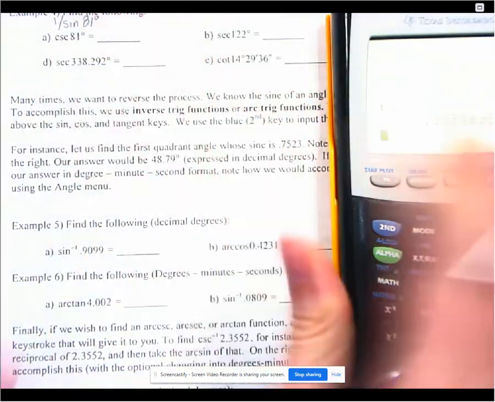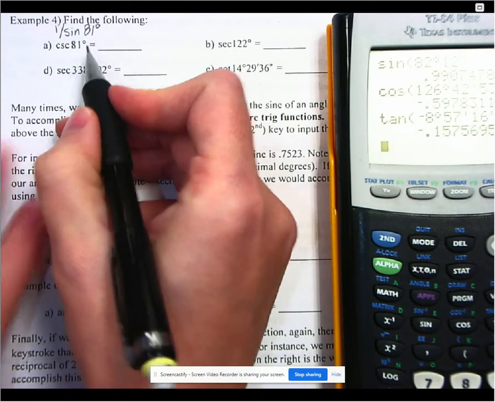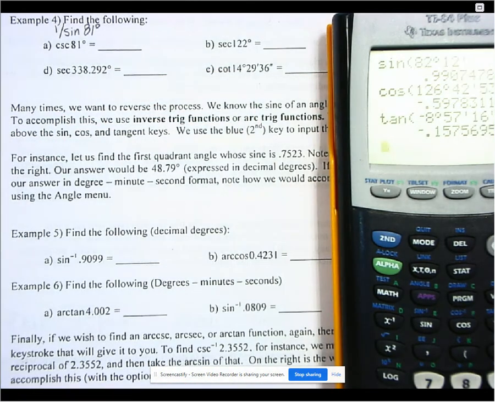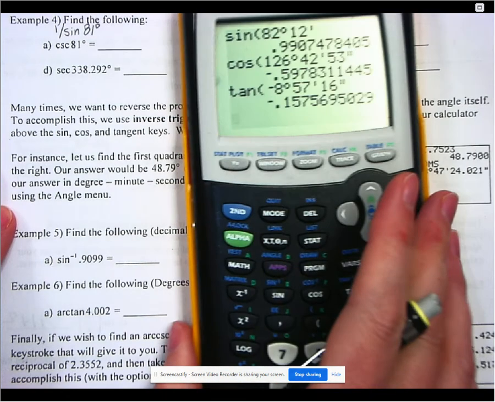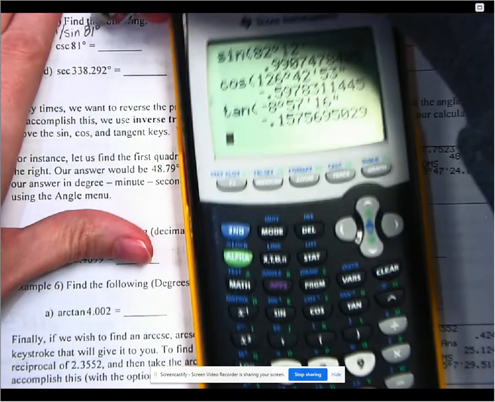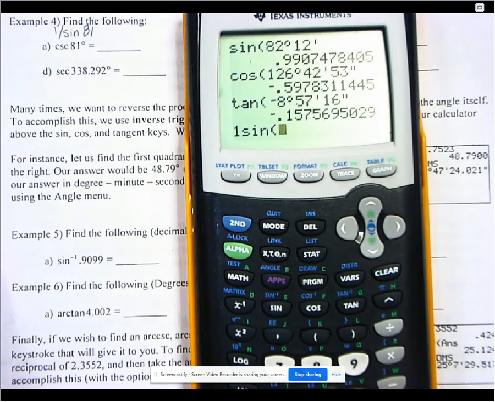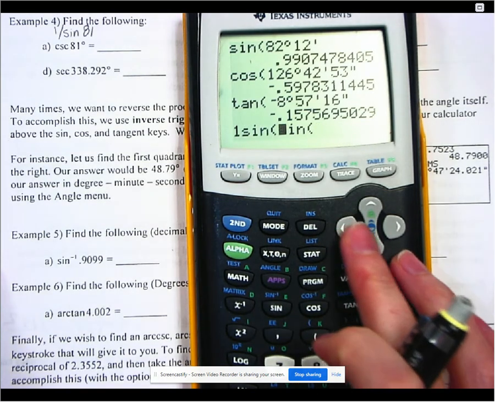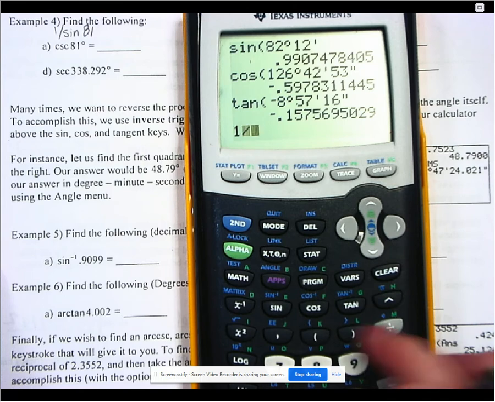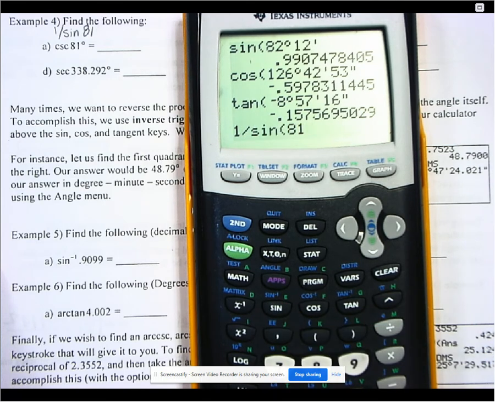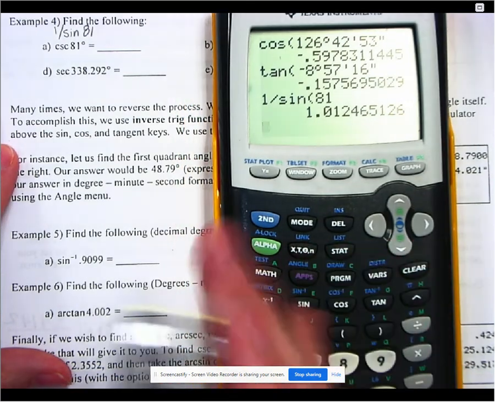Now, I want you to write that down because we are going to practice this today and then take a quiz over it later, but we won't practice finding the cosecant very often. And if you don't write it down, you're probably going to forget. So as long as our calculator is in degrees, we actually don't have to do the degree symbol. We can just do 1 divided by sine of 81. And that's going to give you the cosecant.